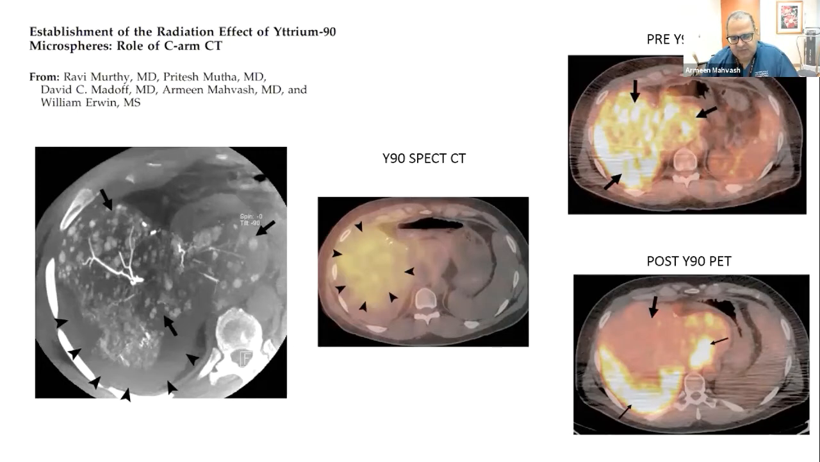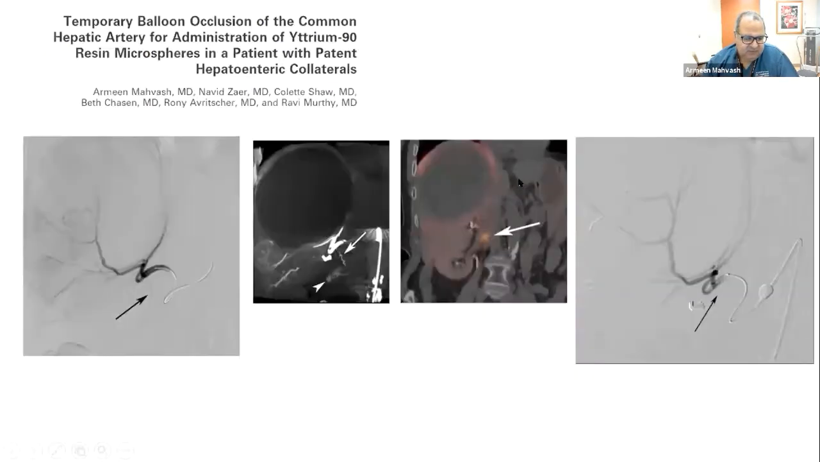And then you can see the pre and post Y90 PET. Sorry, this is an actual PET CT. This is a pre Y90 PET CT on the top and then a post Y90. And clearly he had a response in the area that got the Y90, but he clearly had no response in the areas that didn't get Y90. So that was very important for us. We need to focus on where it's getting treated and what's getting perfused when we're doing our treatments.